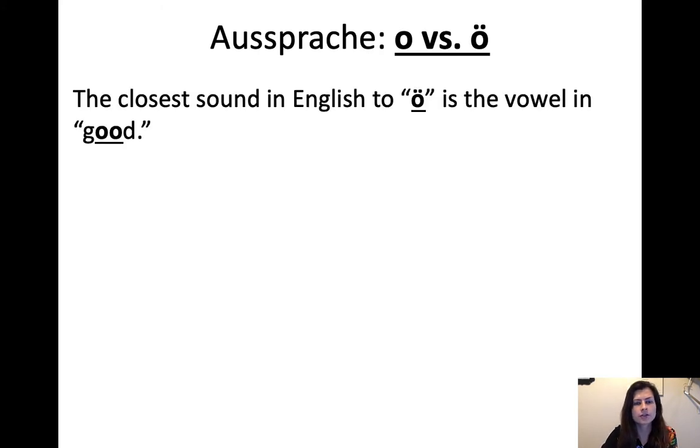So the closest sound in English to the German ö is the vowel in good. Ö, ö. It's slightly different. So good, ö, ö. But they're very close. And the closest thing we have in English is good, ö. It's just a little bit tighter. So good, ö. The lips come forward a little bit, but it's very similar.